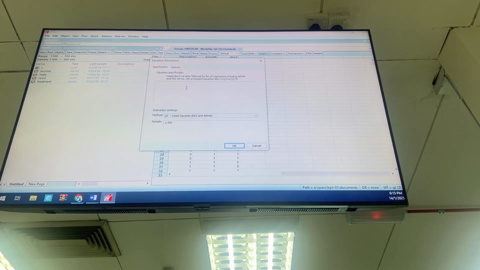We estimate the equation. So we have treatment. Basically, this model is aimed to provide information about the chance, likelihood or probability of getting treatment given information about the income level as well as the gender. So we have income and male.